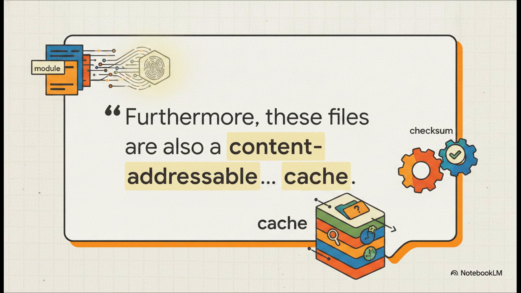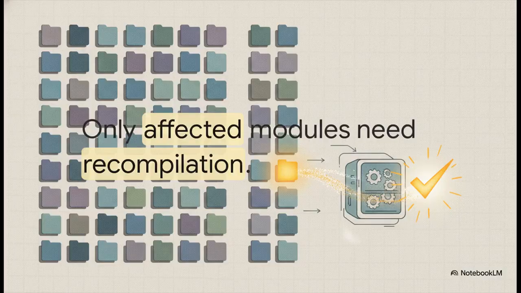All of these files we just decoded collectively act as a content-addressable cache. If you aren't familiar with that term, it functions almost exactly like a checksum for your files. The system isn't just blindly looking at file names or modification dates, it's looking at the unique mathematical fingerprint of the actual content inside the modules. What does this mean for us? It means that if you go into your code and tweak just one single module, Cabal, the Haskell build system, uses this incredibly precise content-addressable cache to ensure that only the specific modules affected by your change get recompiled. It skips everything else. This right here is the secret sauce behind highly efficient, lightning-fast incremental builds.